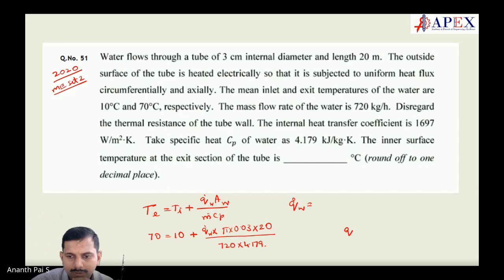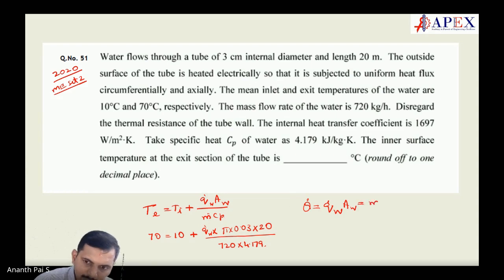Once you get Q dot W, from this you can find the H also, is it not? How do you find out the H? H is nothing but m dot Cp, is it not? Why? Because heat transfer is equal to this. You see that? So Q dot W into area of wall is equal to m dot Cp into T exit minus T inlet, right?